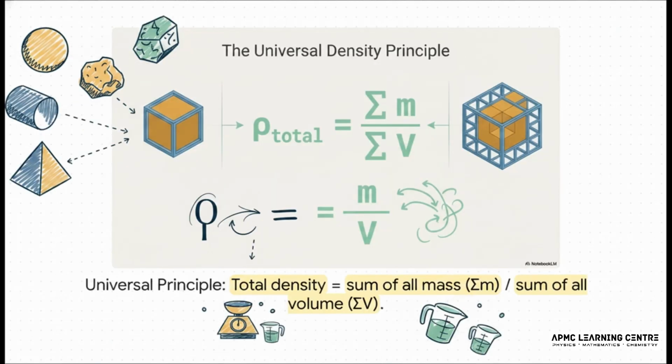And what this whole process reveals is a really powerful and universal principle. The total density of any object, no matter how complex, is always the sum of all its masses divided by the sum of all its volumes. It's a law that holds true for absolutely everything.